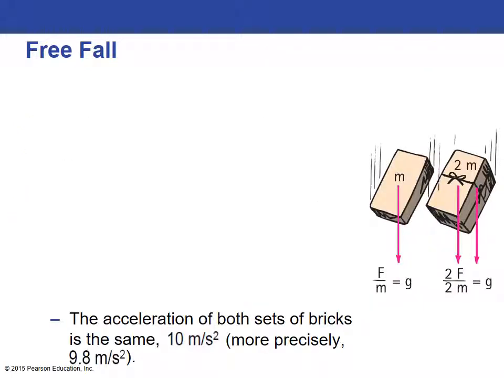Now we already know this, that when we've got two objects free falling, their acceleration is going to be the same, and that is conveniently 10 meters per second squared. Okay, more precisely 9.8 meters per second squared. But we know that this happens irregardless of the mass, the size of the object.